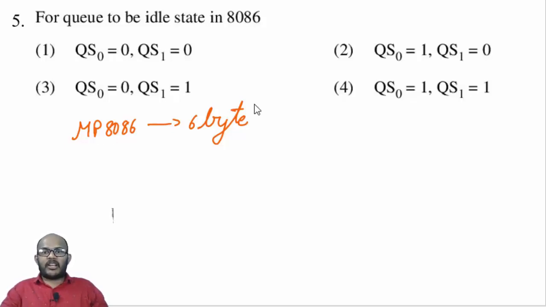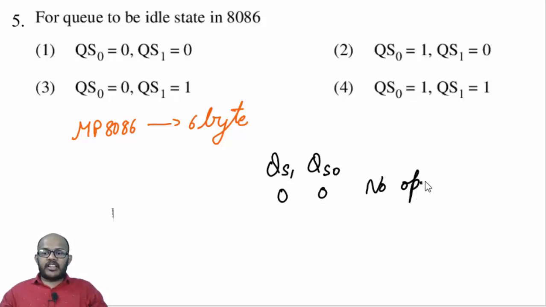What the execution unit will be doing is fetching the instruction, decoding and executing. Thereby the speed of execution will be much faster. Now as I told, it is going to support a 6-byte queue. You will have a condition based on QS1 and QS0. When QS1 and QS0 equal 0, 0, then it is no operation.